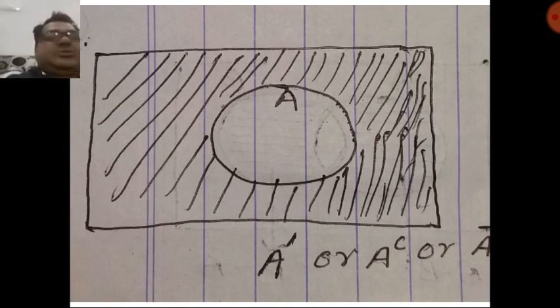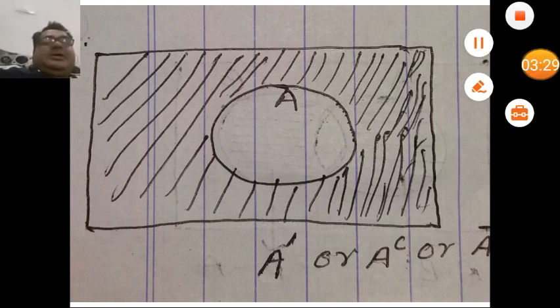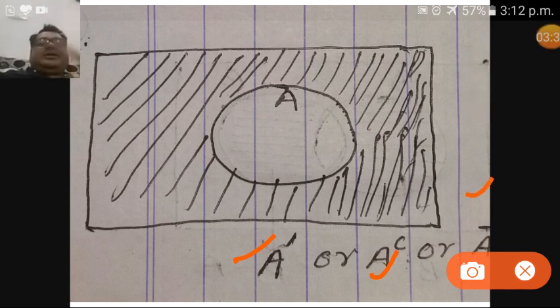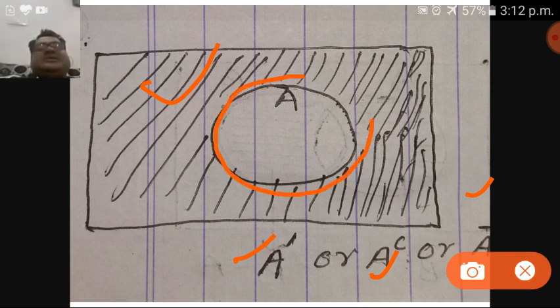Next is the complement of a set. The complement of a set, I told, is denoted by A dash or A to the power C or A bar. And in the definition, I told that the complement of a set is the set of all those elements which are present in the universal set but not in A. Okay. So to represent the complement of set A, what will we do? We will shade the whole region of the universal set except the region involved in A.